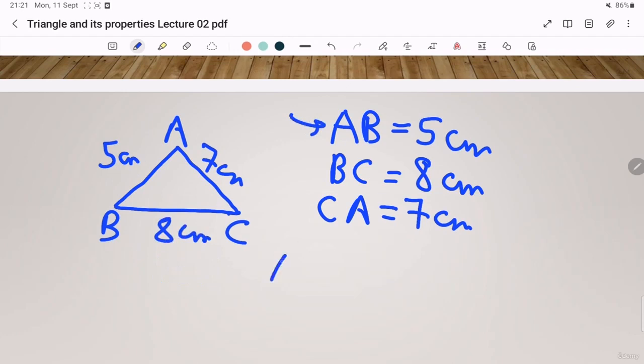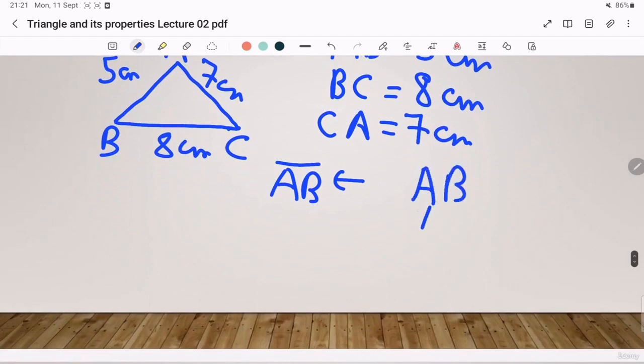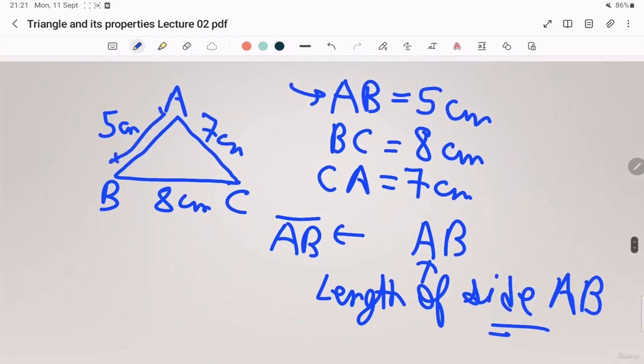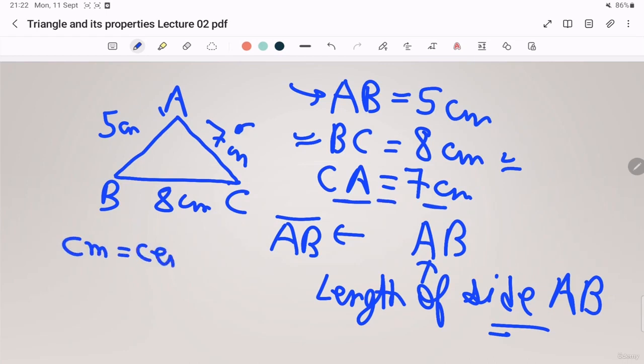AB means, we know this means line segment AB. So if we write AB, this means we are talking about length of side AB. So AB in this figure is 5 cm. So we can write AB is equal to 5 cm. What is BC? BC length is 8 cm. So I have written BC equal to 8 cm. What is the length of CA? It is 7 cm. Therefore, I have written CA is equal to 7 cm. CM stands for centimeter.